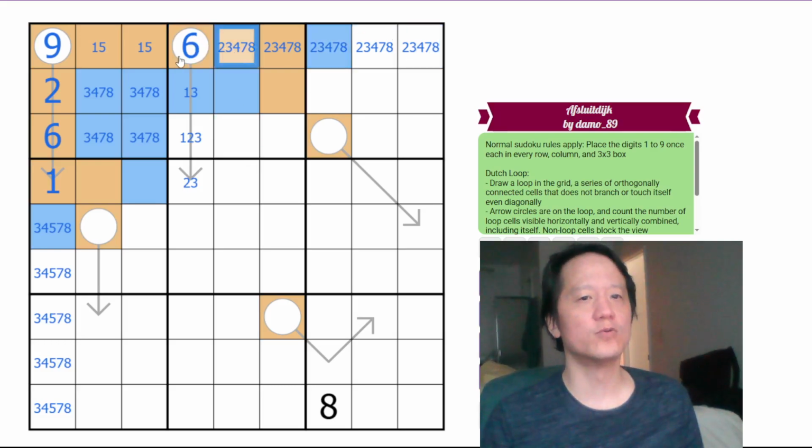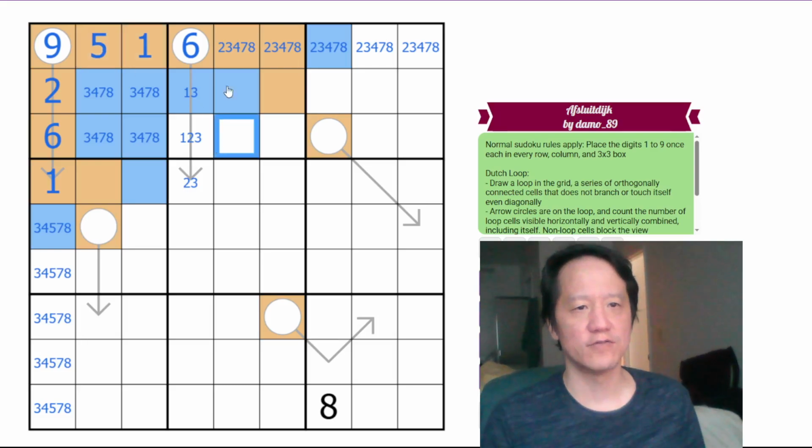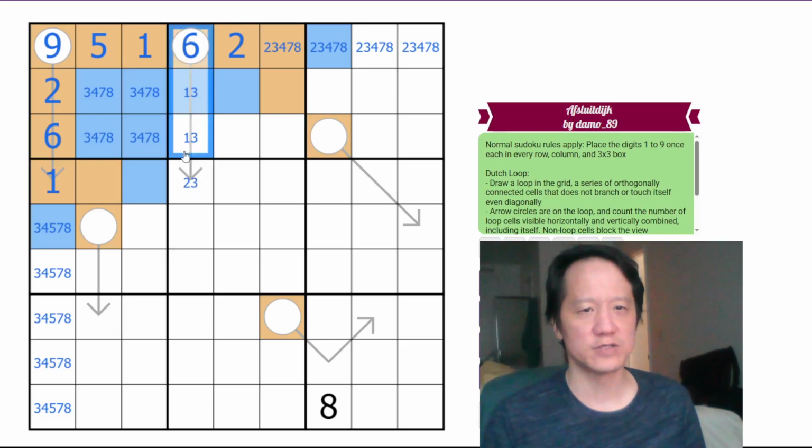This is 4 away from 6. So this has to be, this is also 4 away from 6. So this is 1, this is 5. This has to be 2 because that's the only digit remaining. That's 4 away from 6. So this is a 1, 3 pair, which eliminates 1 and 3 from the rest of the column.